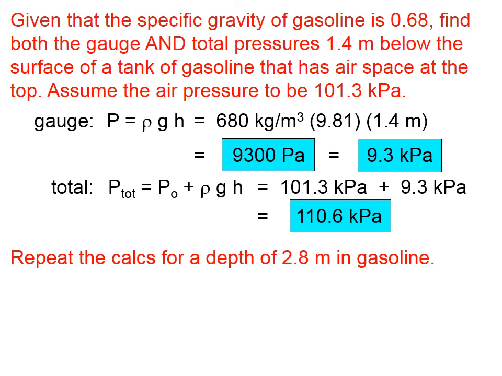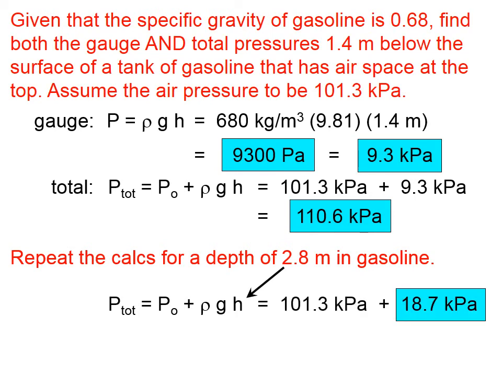And there you go. Do the same calculations if we're 2.8 meters below the surface of the gasoline instead of 1.4. The gauge pressure will be 18.7 kilopascals. 680 times 9.81 times 2.8. That's 18.7. The total pressure, then, we must add in the surface pressure, which is 101.3, about 120 kilopascals.